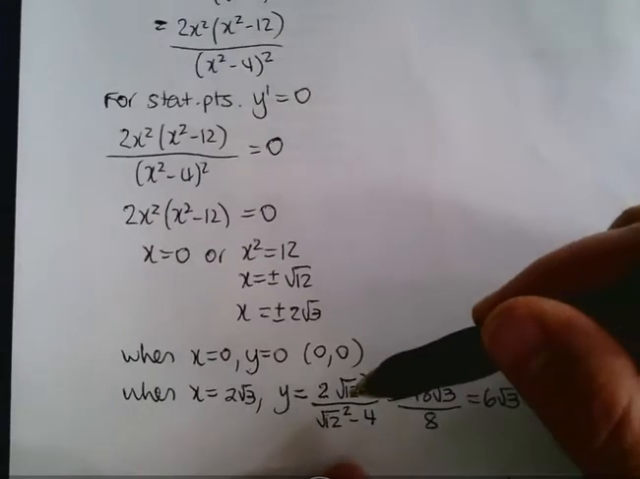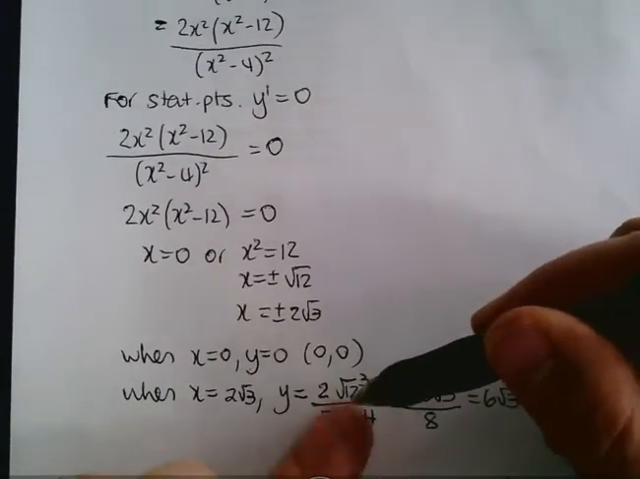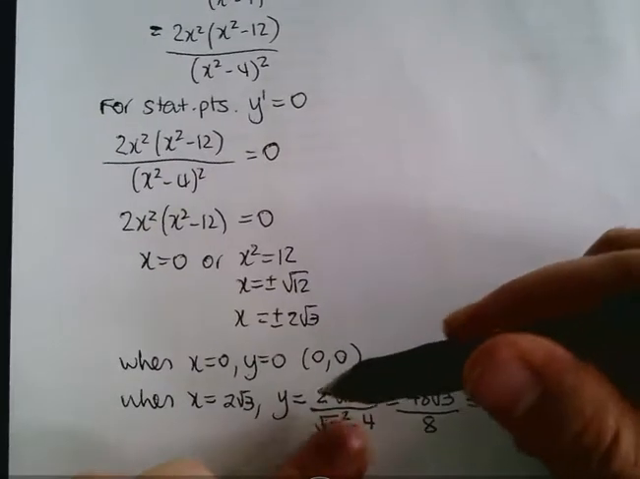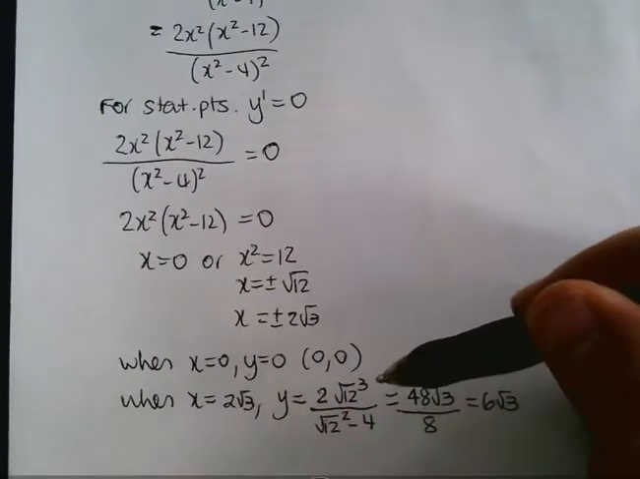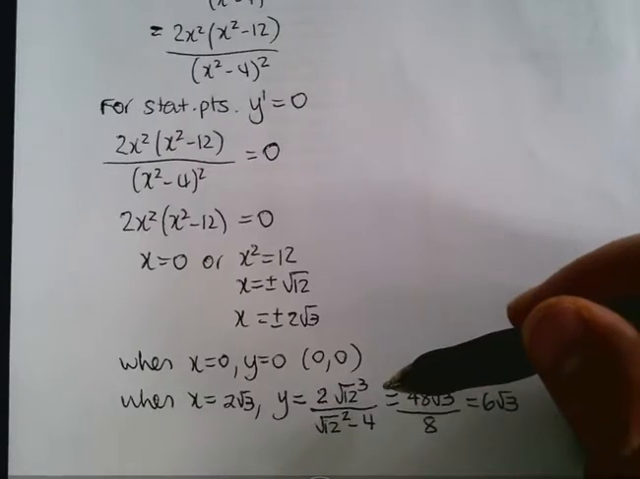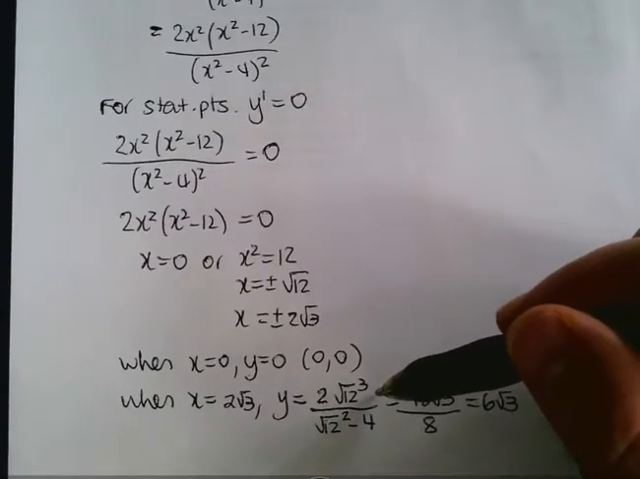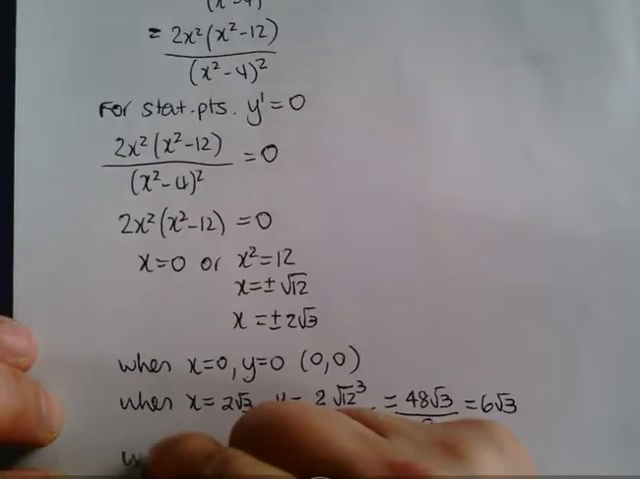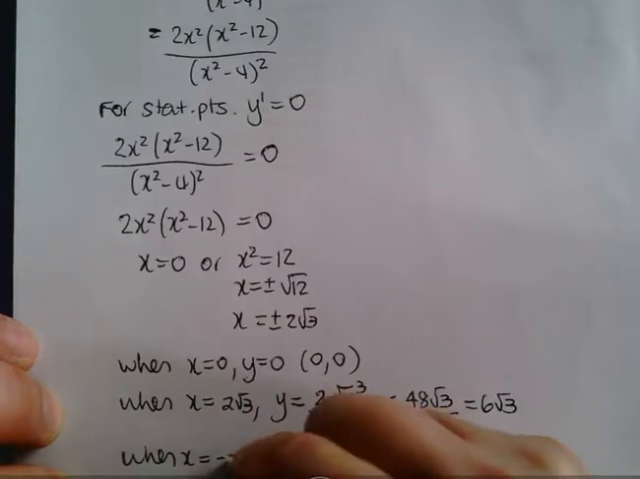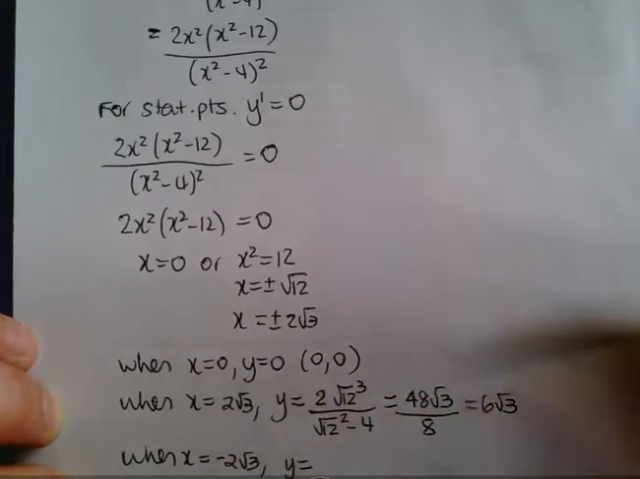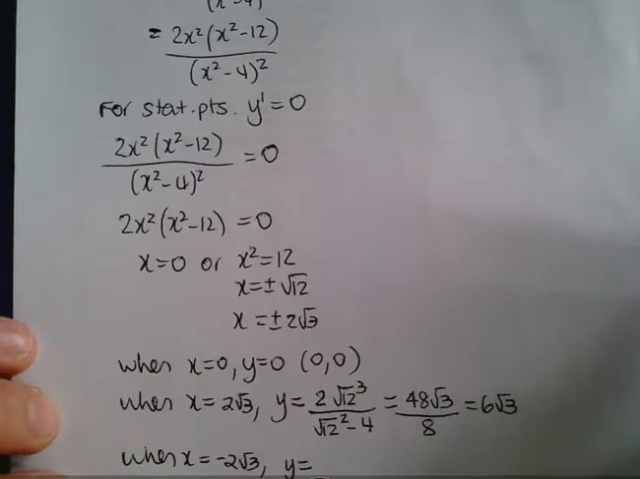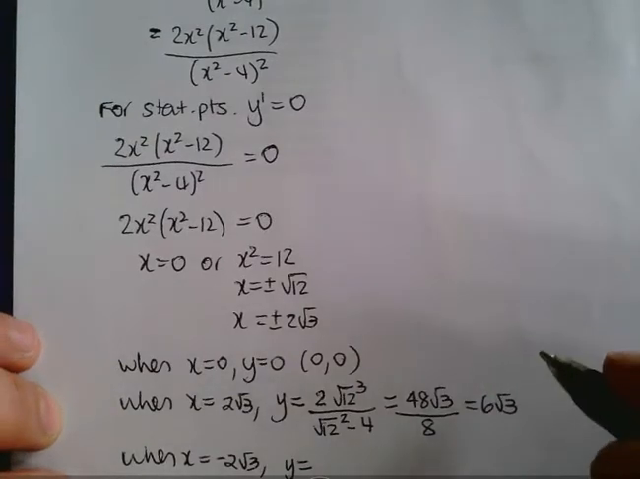Because I'm getting root 12 cubed is root 12 squared, which is 12. 2 times 12 is 24, but we know that root 12 is 2 root 3. And when x is negative 2 root 3, I think it's going to be the same except for negative. Is that right?